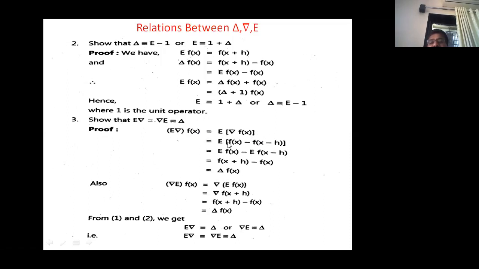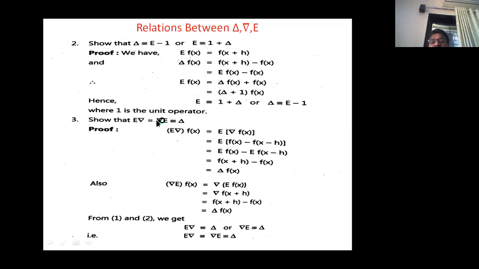So E del f(x), and what is del f(x)? It is the f(x) value at the point minus the value at the previous point, f(x minus h). And then multiply by this E in bracket, we have this. And what is E f(x)? It is f(x plus h). Shift the point to the next point. And what is E of f(x minus h)? It is f(x), that is the value at the next point. And this is equation number 1. Don't write it equal to delta f(x). Separately find delta f(x). So this is, suppose, equation number 1, that is f(x plus h) minus f(x). This is the value of E del f(x).